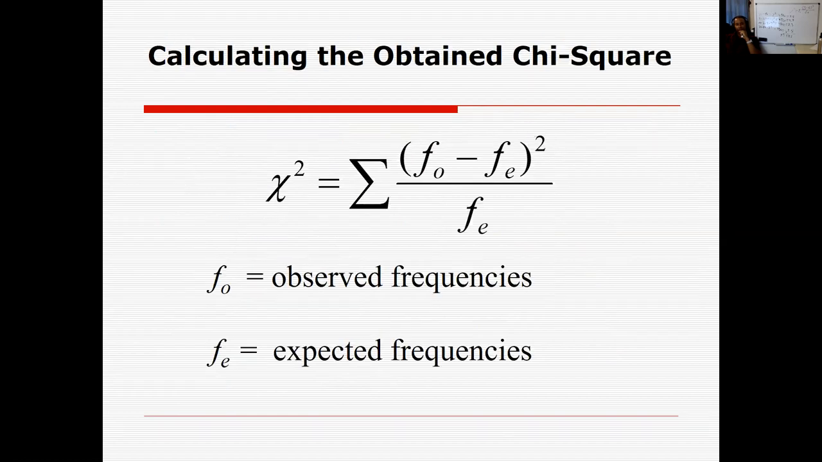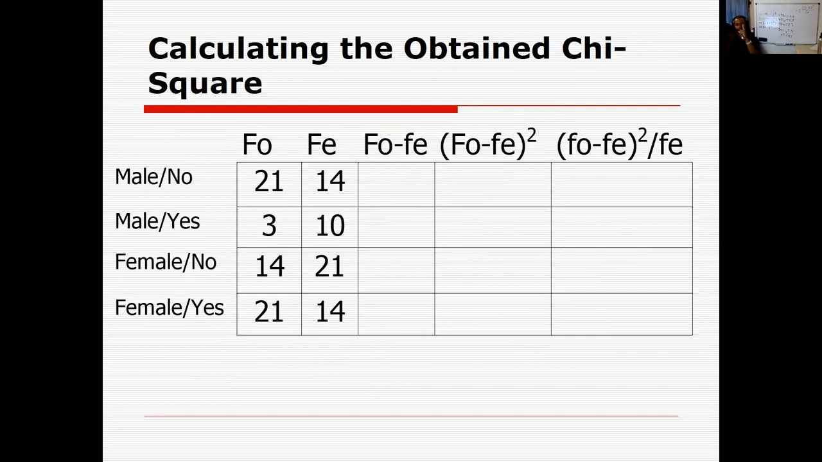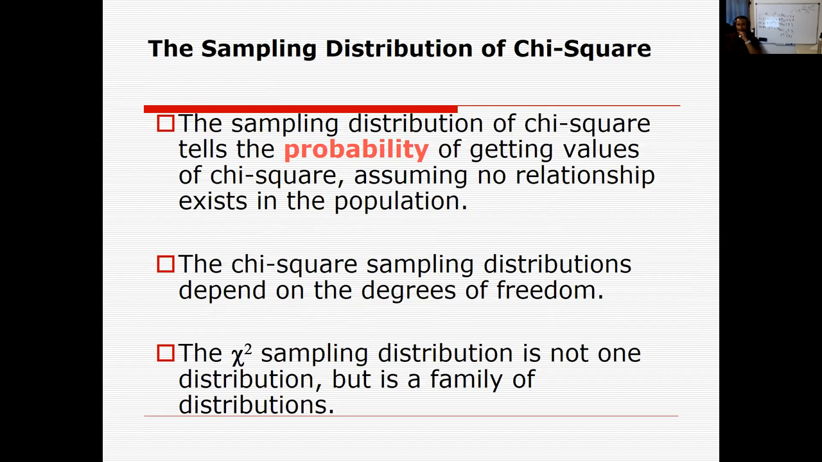So if we end up with a chi-square value which is equal to zero, what that means is that the observed frequencies and the expected frequencies are the exact same number. So the observed for males who said no would be 14, the expected for males who said no would be 14, so 14 minus 14 would give you zero, square that zero, you'd get zero, divide that zero by the expected frequency, you still get zero. So if you get a chi-square value which is equal to zero, there is no difference between the observed and the expected frequencies, which means that in all likelihood, the null hypothesis is true, that there is no relationship between the two variables in the population, okay?